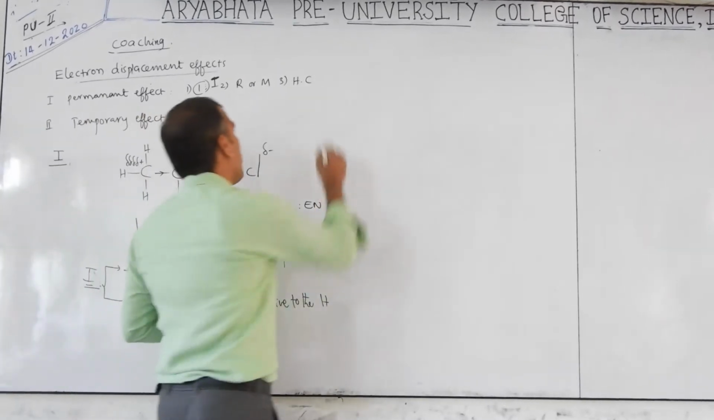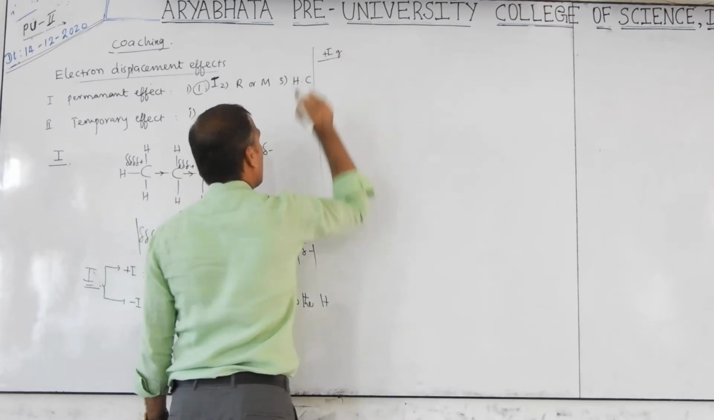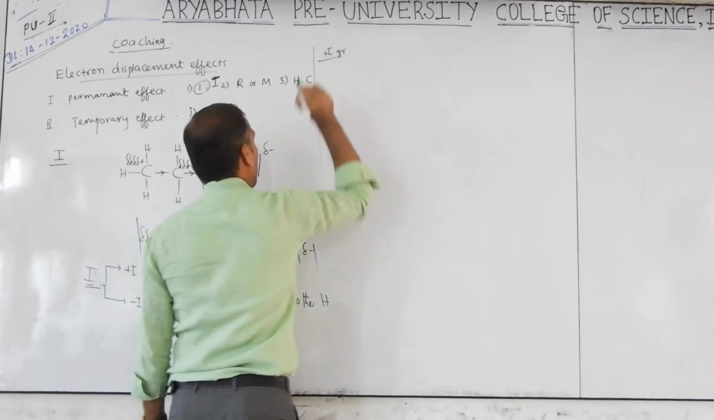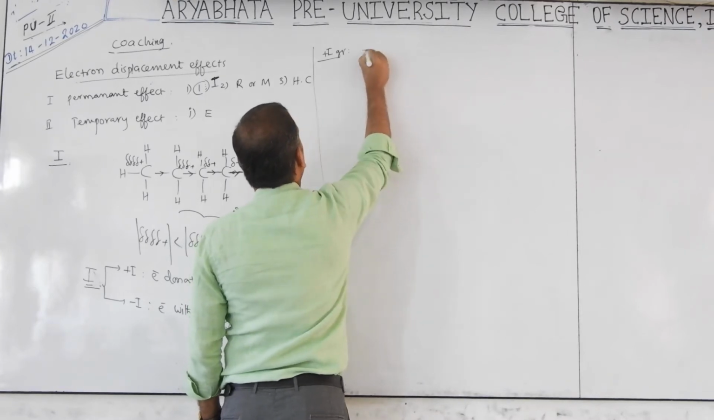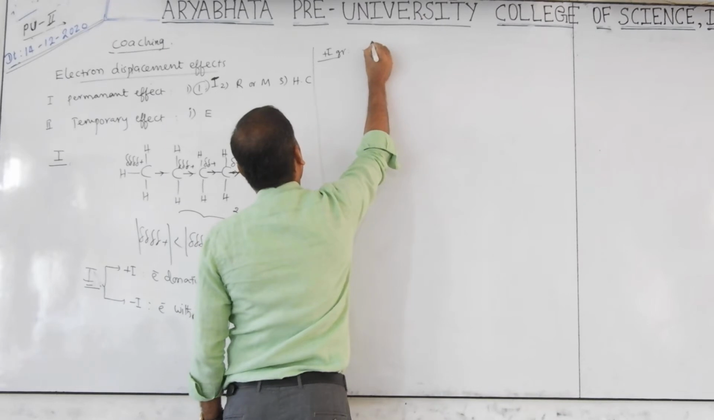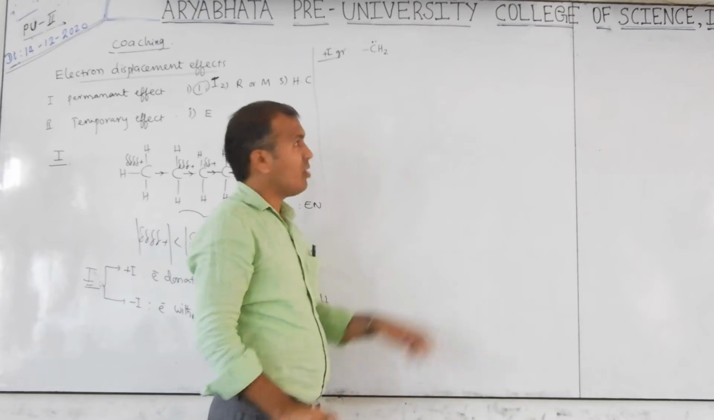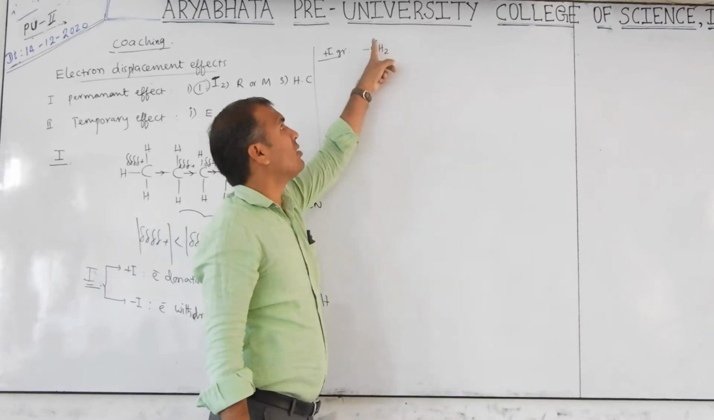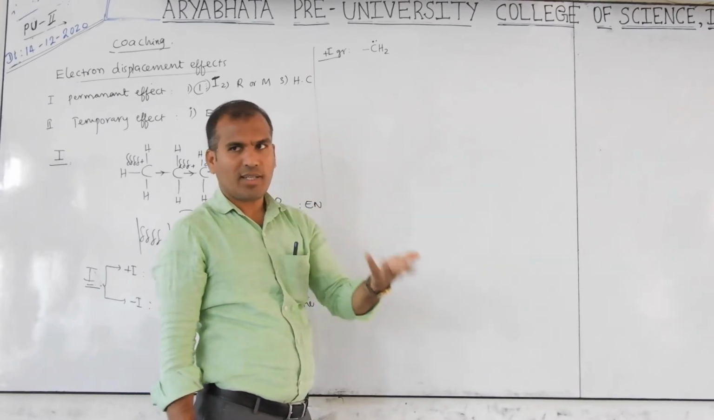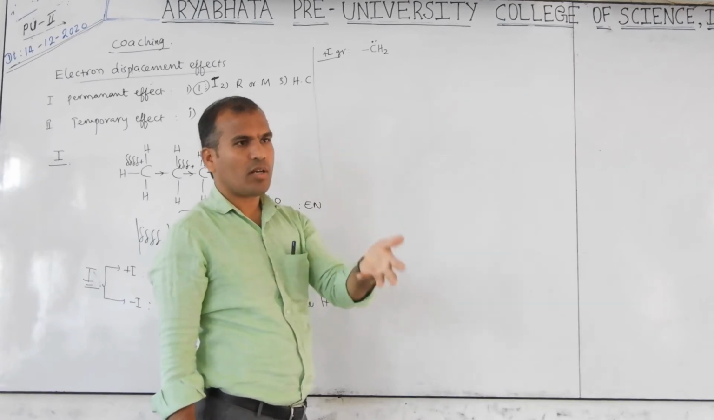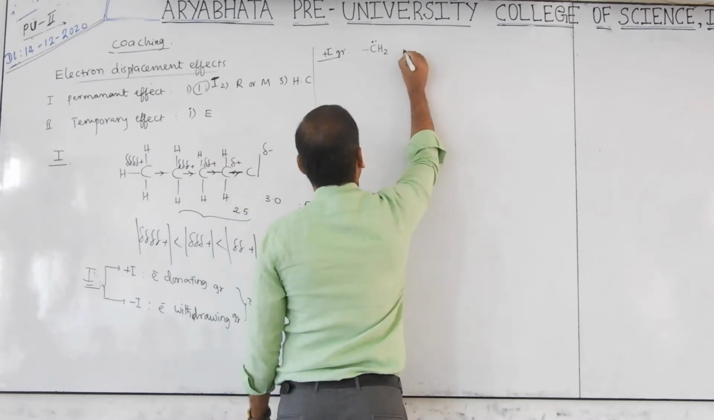So now we should know: what are the positive inductive effect groups? Plus I groups. What are the plus I groups? Observe. How many carbon valences? 4. One, with these two, three, this one lone pair. Those having an electron pair can only donate. In the last class, we studied nucleophile as an electron donor. They can also act as nucleophiles.